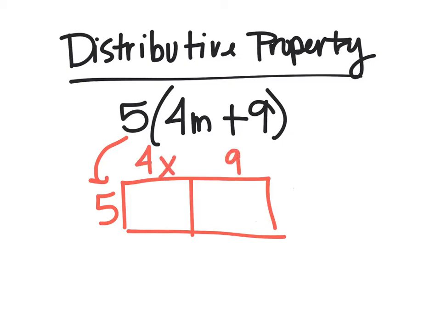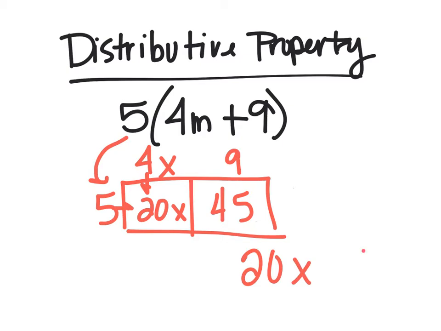So I'm going to multiply the numbers. 5 times 4 is 20, and we have 1x. Now I'm going to do the other 2 terms. We've got 5 times 9, that's 45. So this is my answer. I'm going to put these 2 together, 20x and 45, and I'm going to put a plus sign in between. Not a negative, a plus sign, because it is a positive.